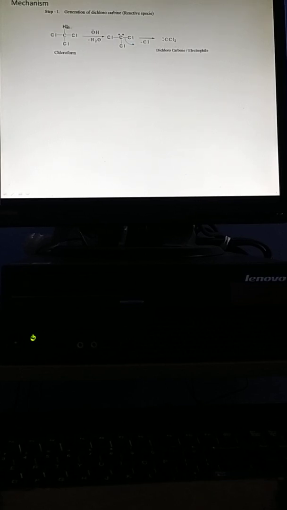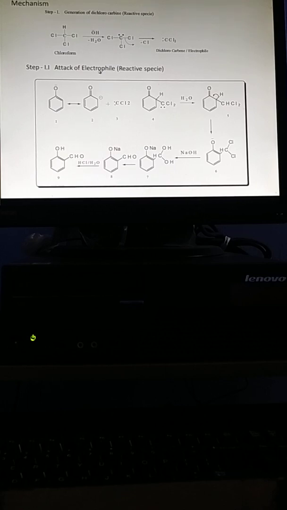So that is step 1, the generation of dichlorocarbene. This is the dichlorocarbene. This is reactive. Okay. So now there is a formation of the electrophile here. In the next step, that is the attack of the electrophile.